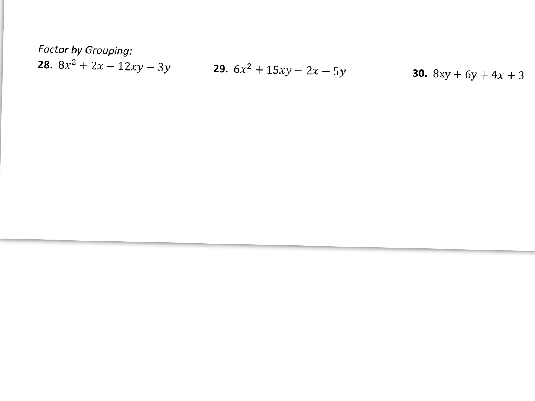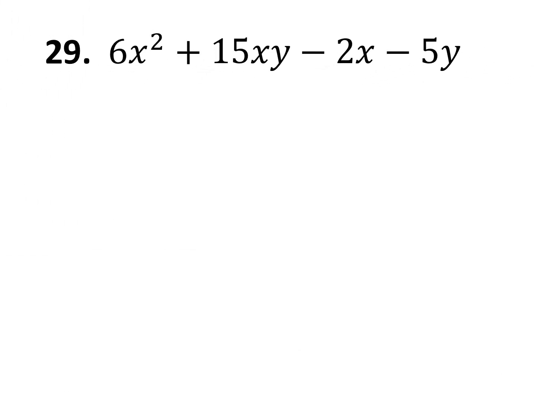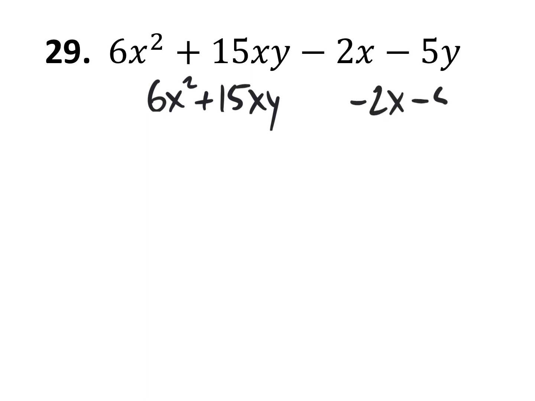29. All right, so if we take a look at 29, again, factoring by grouping, it tells you what to do. You're going to make 2 groups. So first, just rewrite it. 6x squared plus 15xy. Leave a blank spot, and then minus 2x minus 5y.